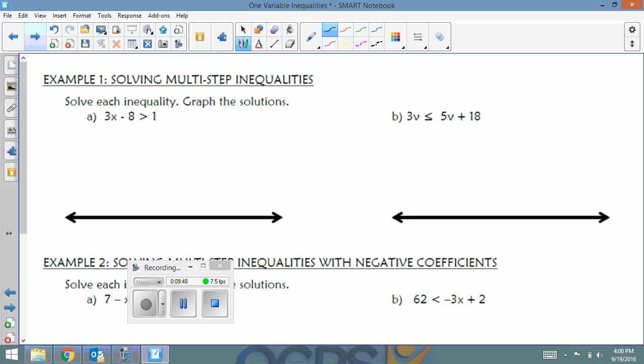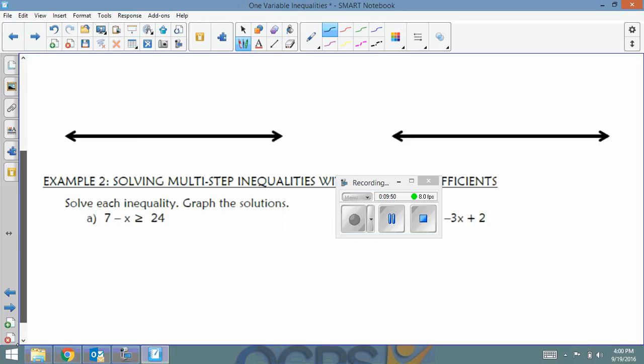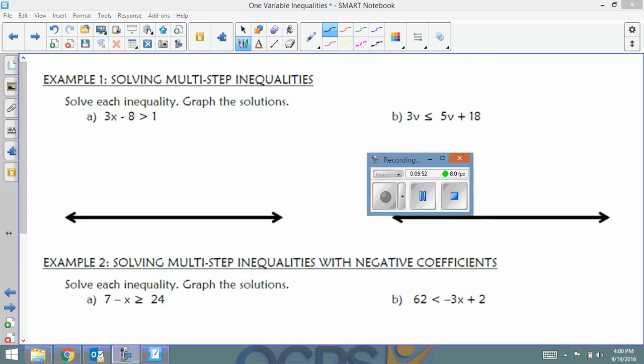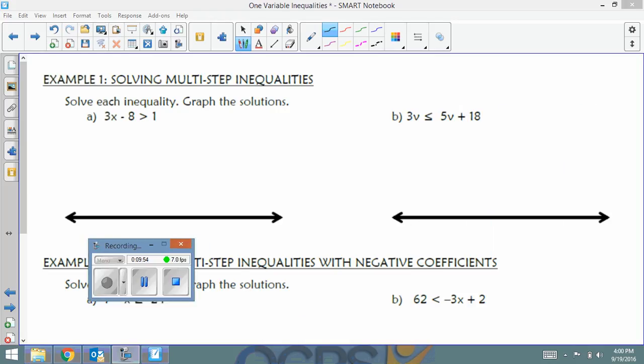All right, we're going to graph and do a couple more quickly here. The top ones, we're not going to graph. If you need help with graphing, please refer further in the video. Okay?